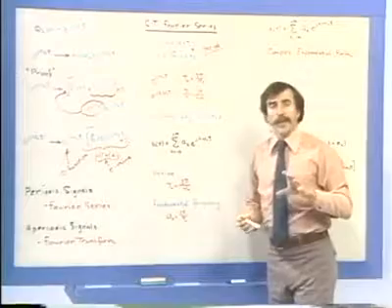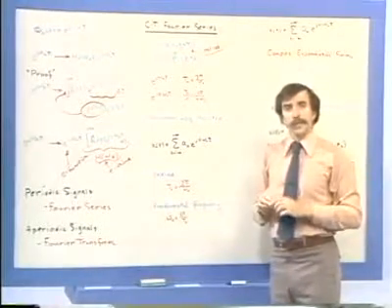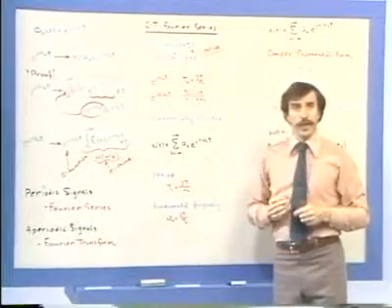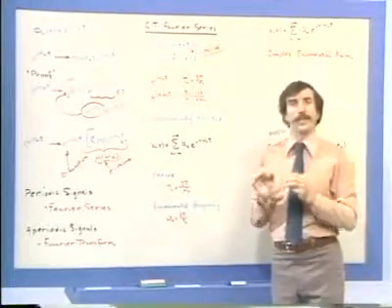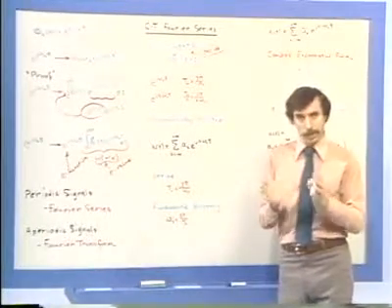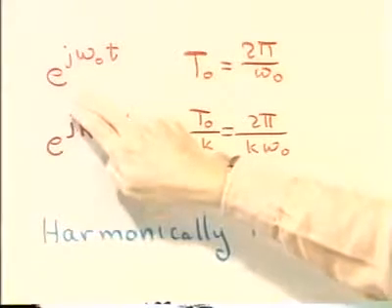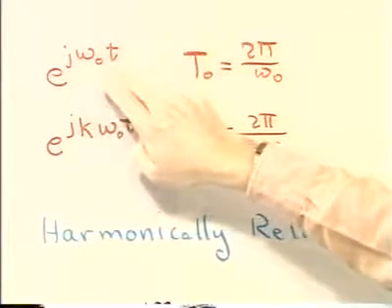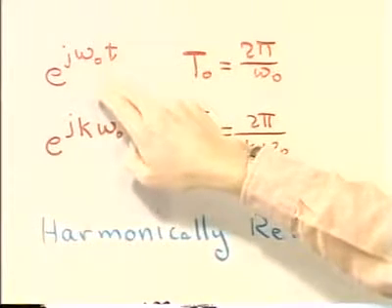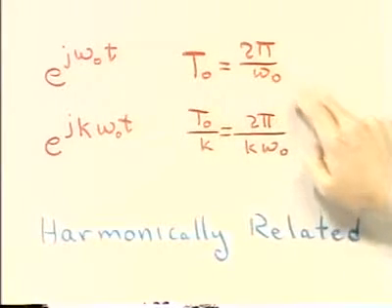Now, let's examine, first of all, complex exponentials and recognize that there is a complex exponential that has exactly the same period and fundamental frequency as our more general periodic signal, namely the complex exponential e to the j omega 0 t, where omega 0 is 2 pi over T0, or equivalently T0 is 2 pi over omega 0.